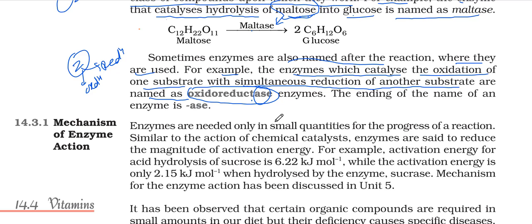मतलब वो एज इज द कॉमन इन ऑल. The ending of the name of an enzyme is ase. वो ase is the common for all enzymes. ठीक है, सुक्रेज, माल्टेज, ऑक्सीडोरिडक्टेज, ase is the common. So here you can see two types. One is substrate name and ase. Other one is type of reaction and ase. और ये दो तरीका रहता है.